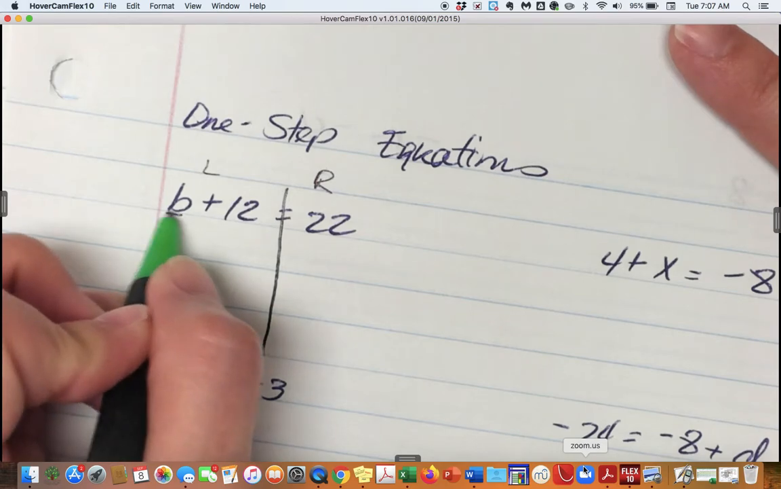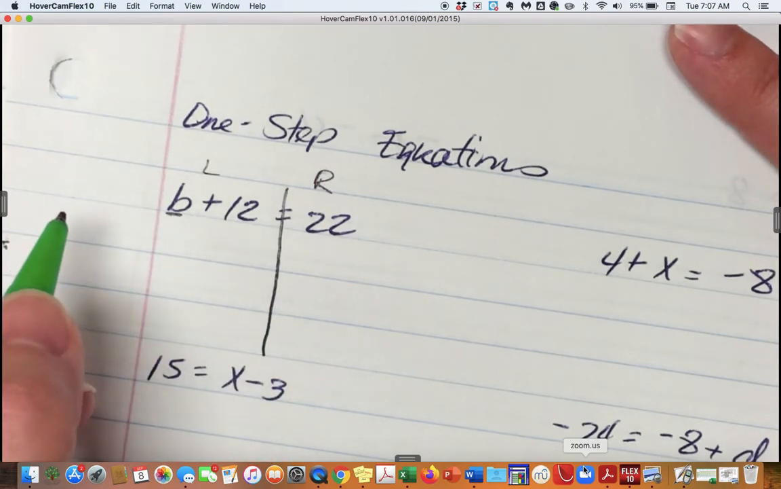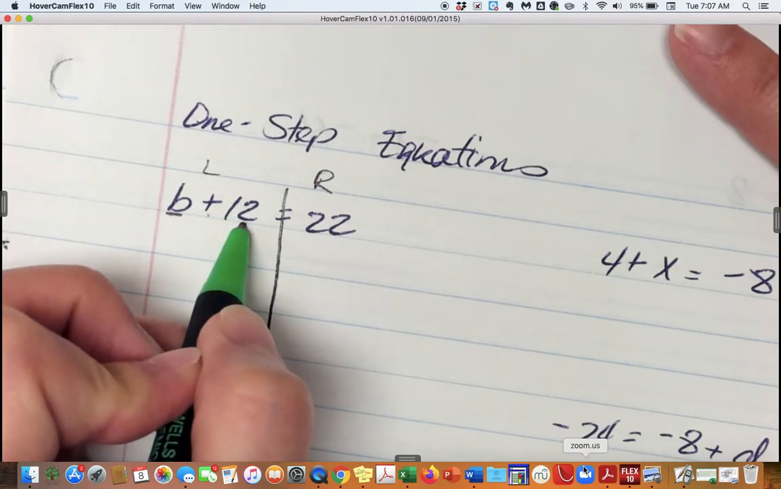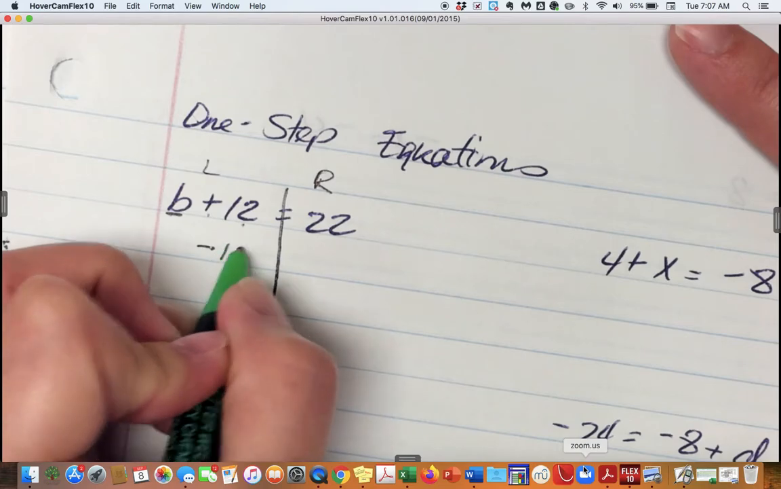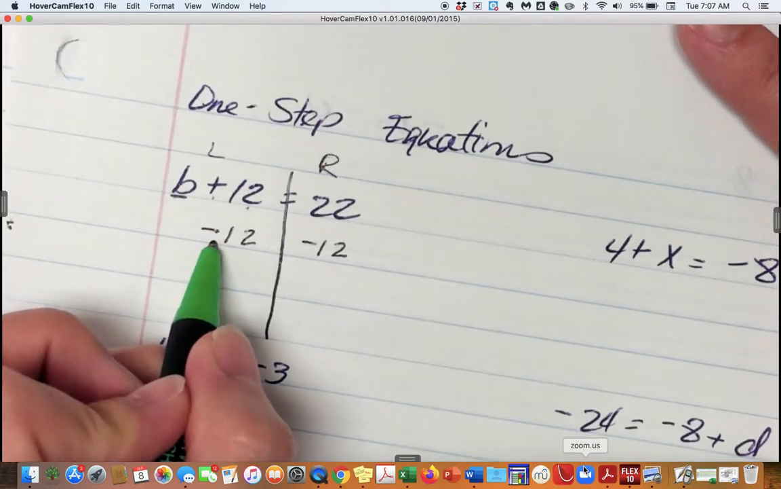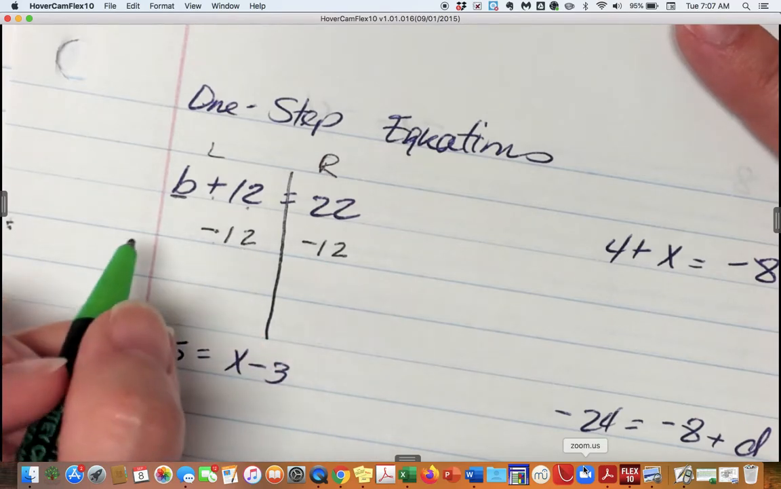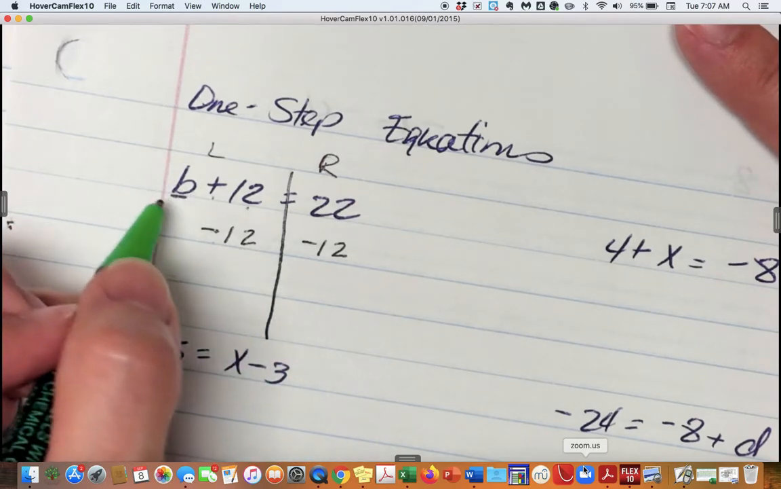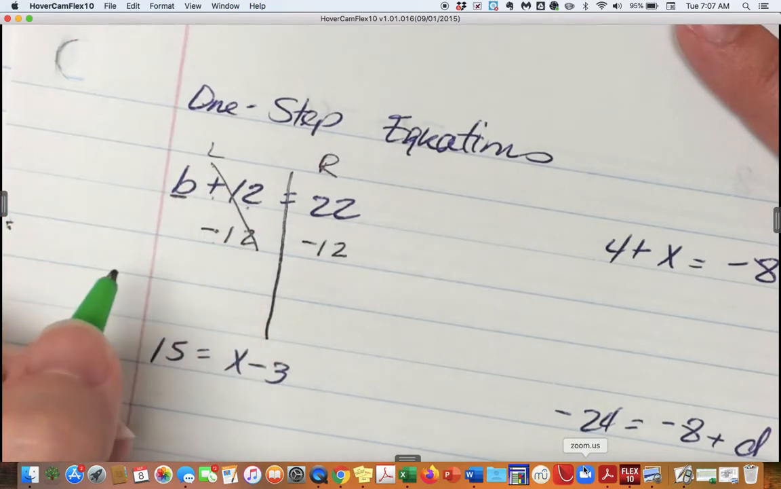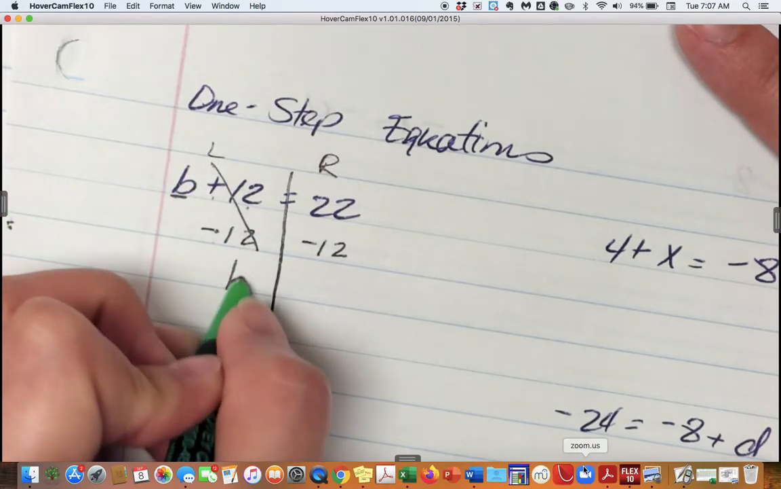Now find your variable and then determine in your mind what's being done to it. Well, let's see here, we have plus 12. So we have to do the opposite of plus 12. We have to come in and do minus 12 on both sides. Now I want to show the sign and I want to show the number, okay? Then the next thing I want to do is I want to show myself that these cancel out because they add to 0. That leaves me b on this side.